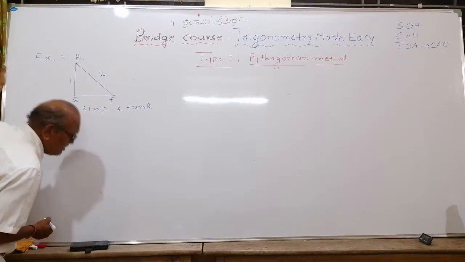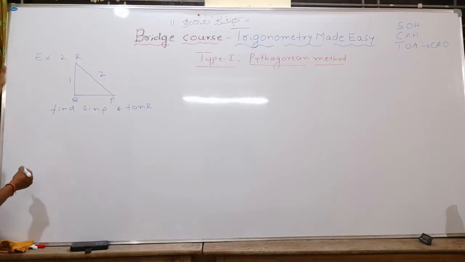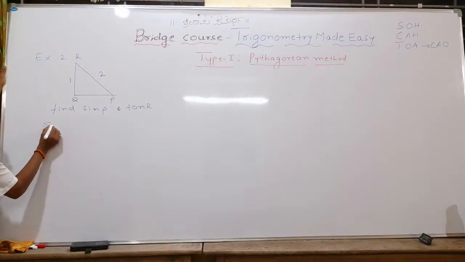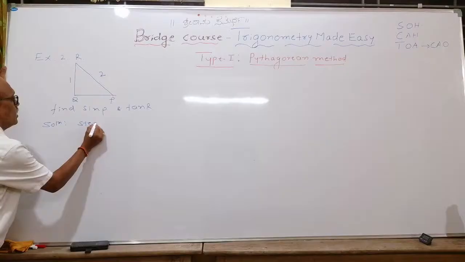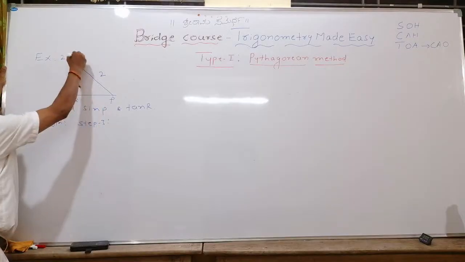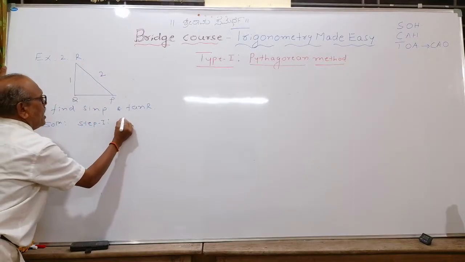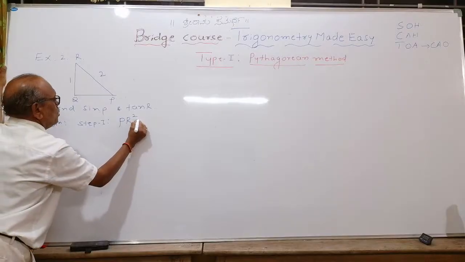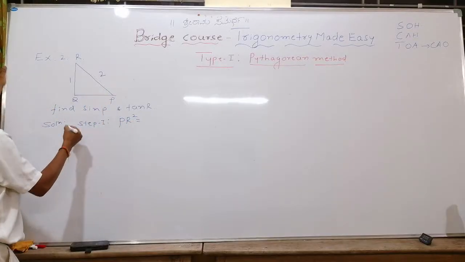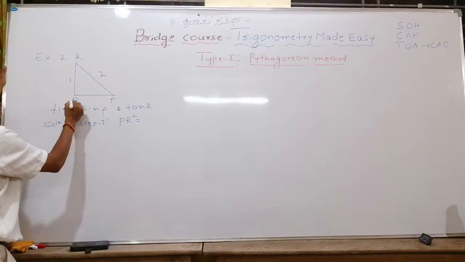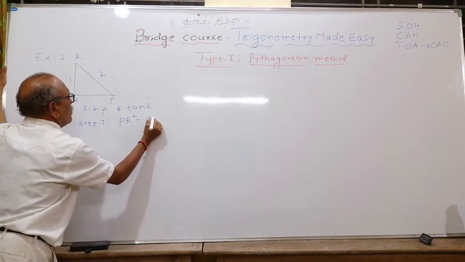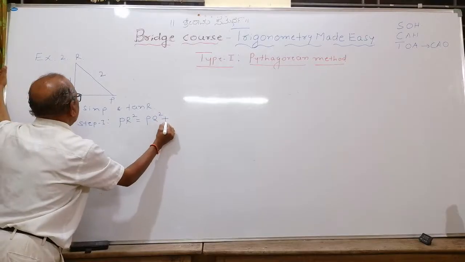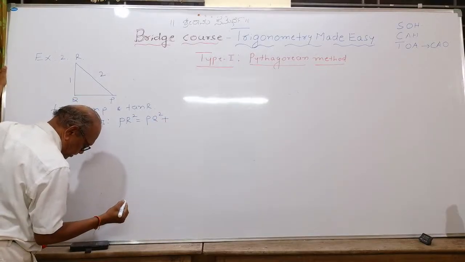Some of you are writing 3 centimeter. How does it become 3 centimeter? Solution. Use the first step. What is the first step? Hypotenuse square. It is PR square is equal to PQ square plus QR square. Isn't it?